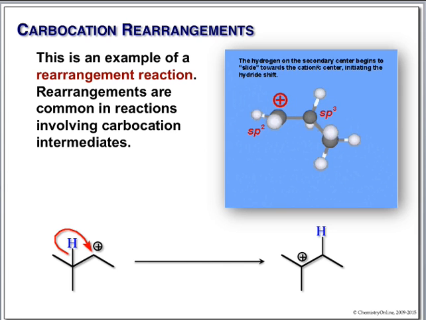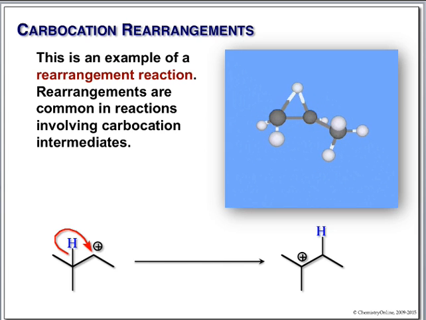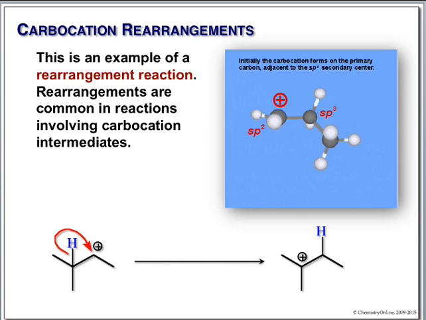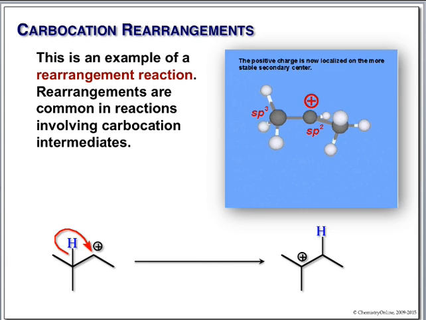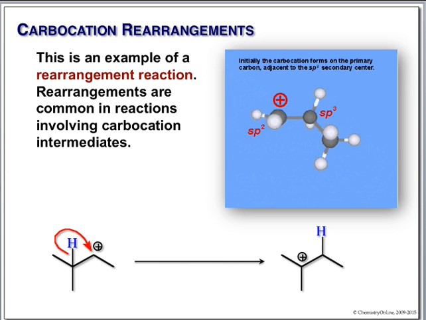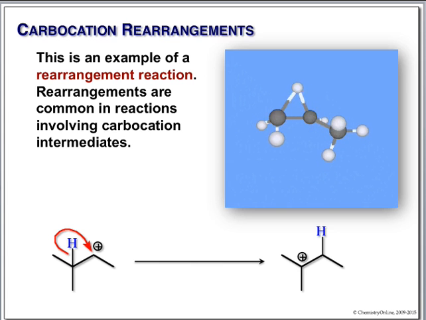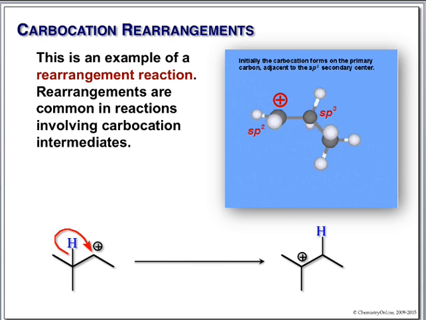Well, rearrangements could be a real bother, because what if you really wanted your alcohol at this center? What if you really wanted that? There's another way to make alcohols that avoids the rearrangement. And this is to use mercuric acetate.